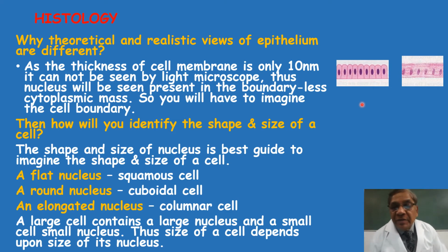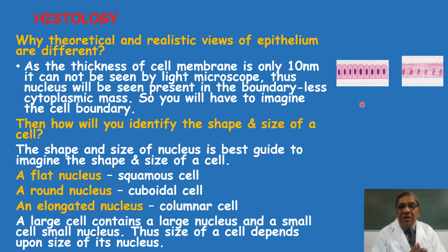But then how will you make out the shape and size? How will you say that it is a cuboidal cell, how can you say that it is a columnar cell or a squamous cell? Now, the shape and size of the nucleus is the best guide to imagine the shape and size of a cell. This is a very important sentence. You remember that: the shape and size of the nucleus is the best guide.